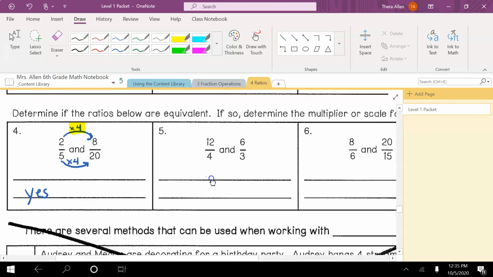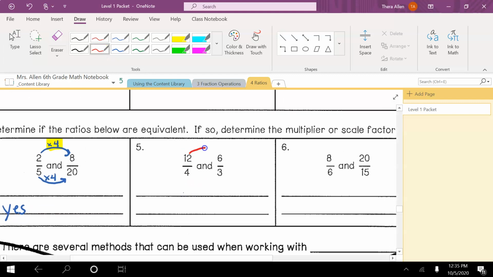Now I need to look, and I'm going to think here, and I'm going to say, oh, well, I'm getting smaller, so I know I'm dividing. 12 divided by what gives me 6? Well, I know 2. So then I'm going to go down here, and 4 divided by 2, does that give me 3? No, it would have given me 2. So these are not equivalent.